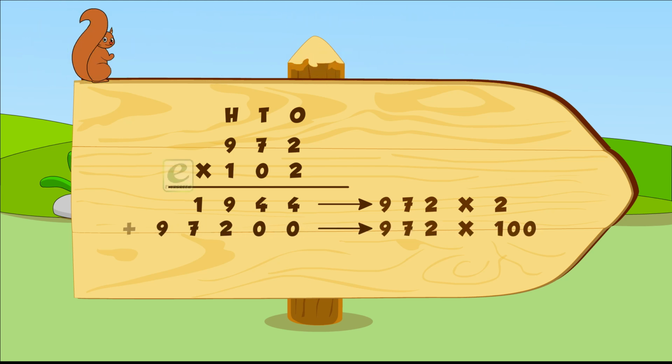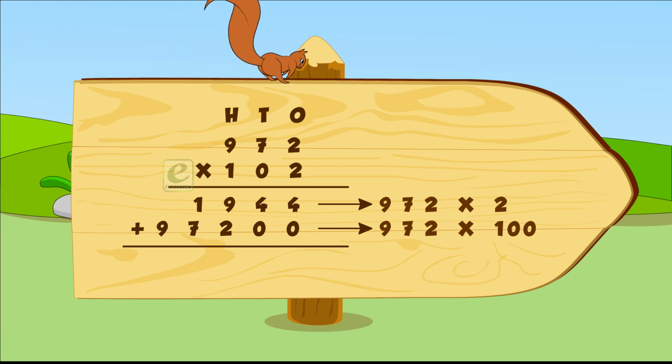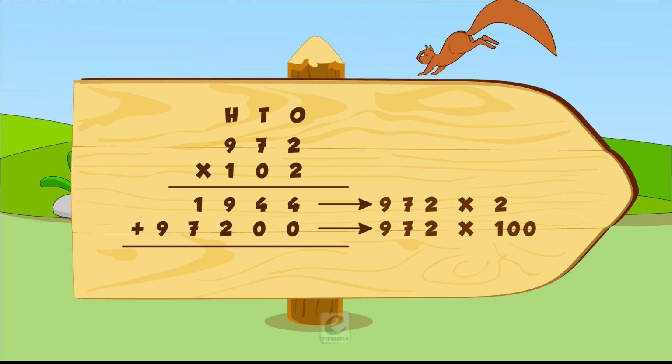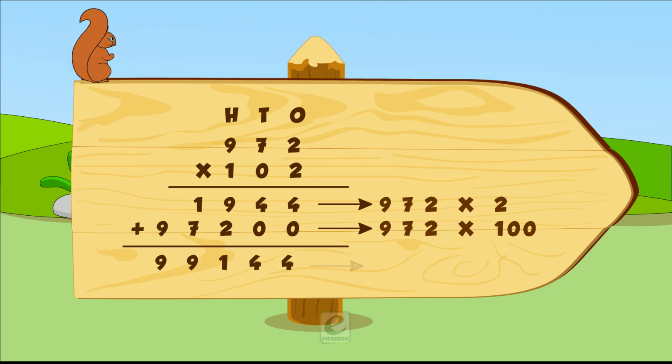97,200. Now, add 1944 and 97,200, which is equal to 99,144.